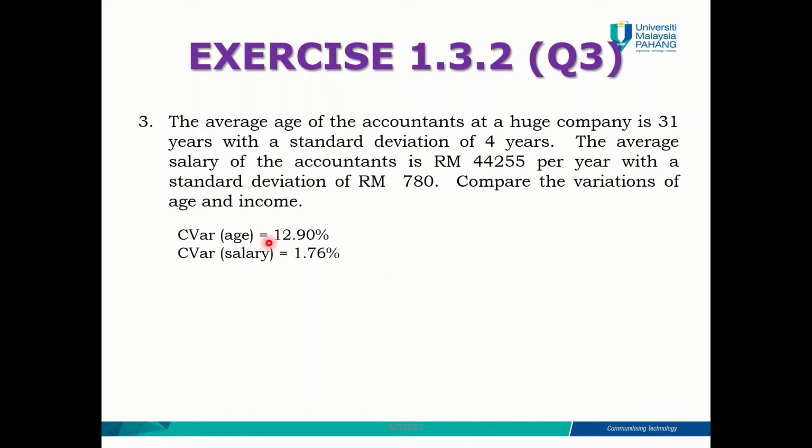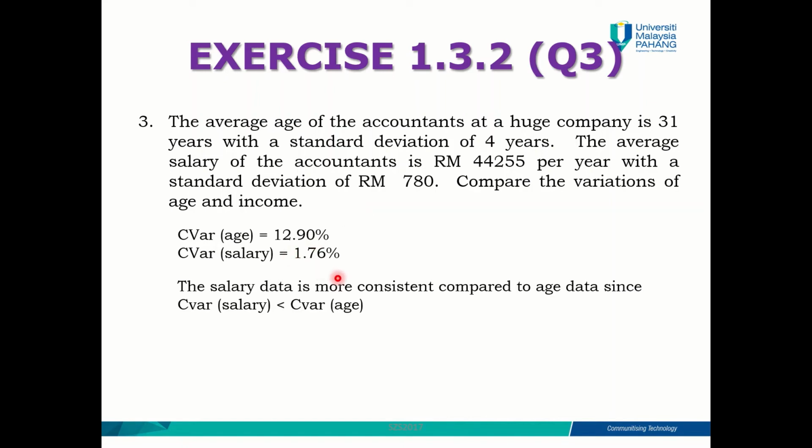12.90% for age and 1.76% for salary. Okay, now you can compare their variability. Alright, you look at the value. Smaller means more consistent. Yes, you're right. So the salary data is more consistent compared to the age data, since the CVAR for salary is smaller than the CVAR of age.